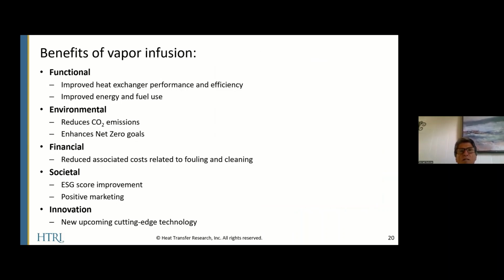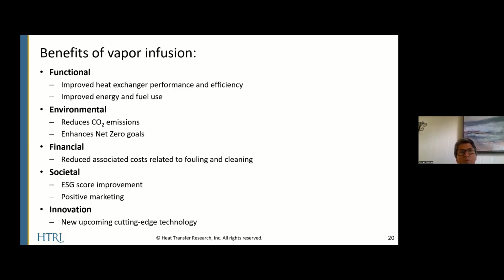And so the number of the benefits that are derived from vapor infusion are the functional aspect. You'll begin to see a vast improvement in the overall functionality of a heat exchanger. You'll see improved energy and fuel use, of course, but one of the key components of this is that unlike any other treatment, once a clean heat exchanger is brought online, they immediately begin the ebb and flow of foul, and they begin to reduce in functionality. With vapor infusion, that doesn't happen.